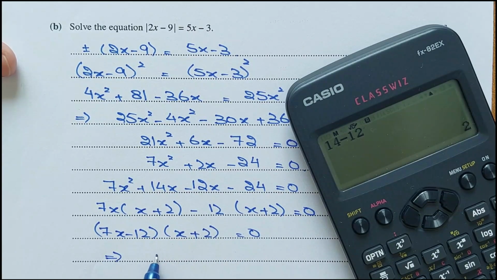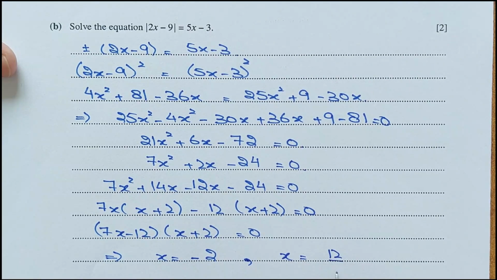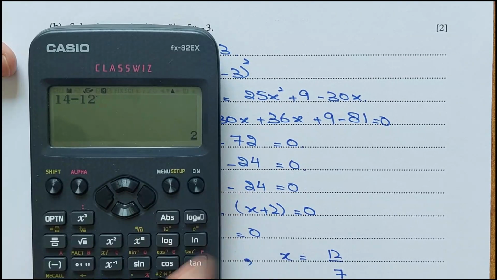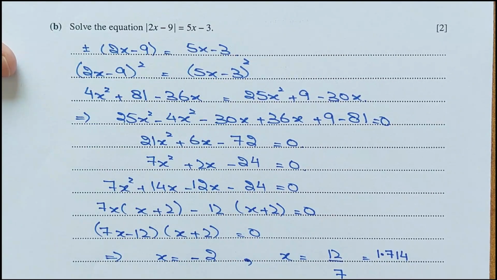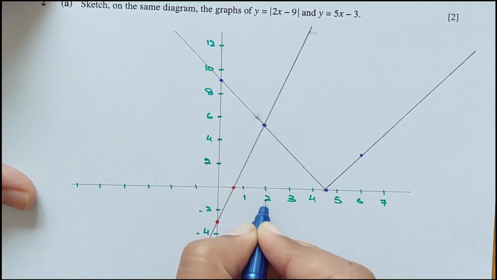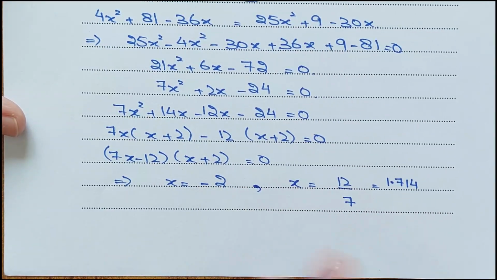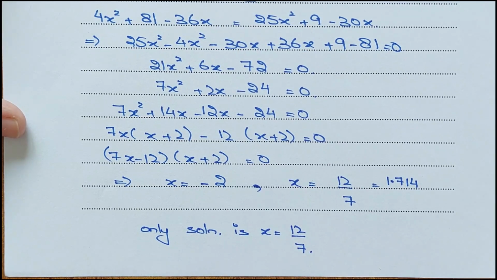So from here we can say x = −2 is a solution, and x = 12/7 is a solution. What is 12 divided by 7? 1.714. Okay, but from the sketch we can see the only solution is when x is positive, right? So this is the only solution: x = 12/7.